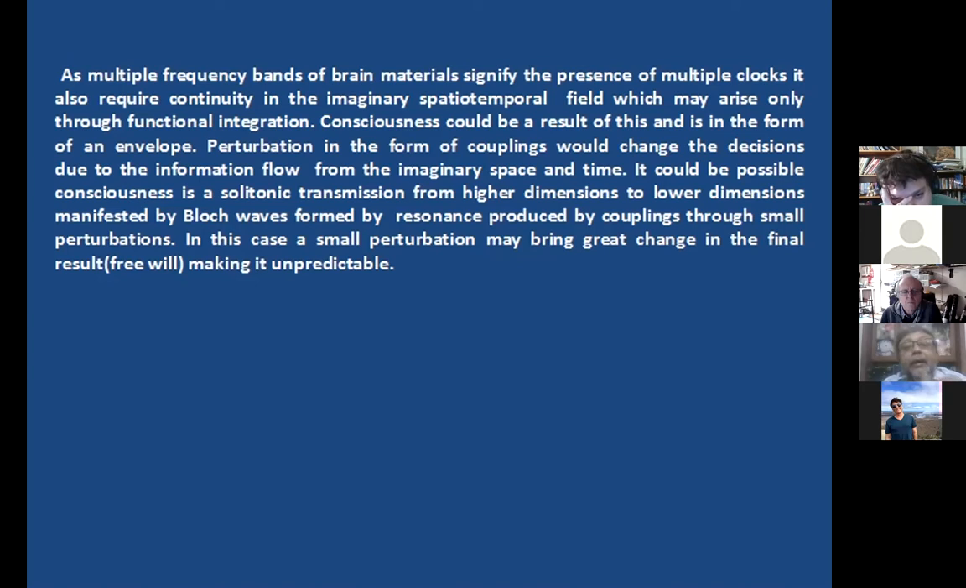In this case, a small perturbation may bring great change in the final result, which I talked about with free will, making it unpredictable. Otherwise, everything would be predictable in the same manner. How is it different? So there could be some coupling, some kind of thing which is inducing the block to collapse there, and then the couplings bring somehow some kind of decision, or whatever the way you perceive individually, that may result from that.